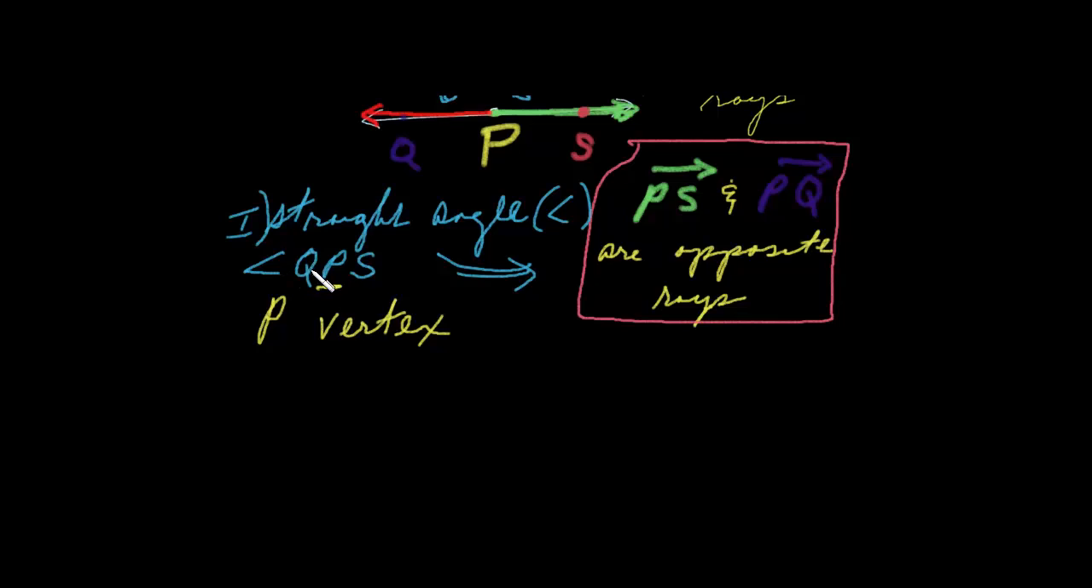So angle QPS, with P in the middle. P is the vertex, and that vertex must be in the middle of the three points that you're using to name the angle.